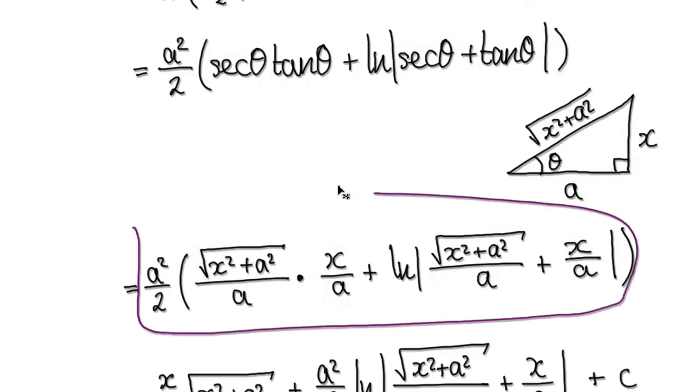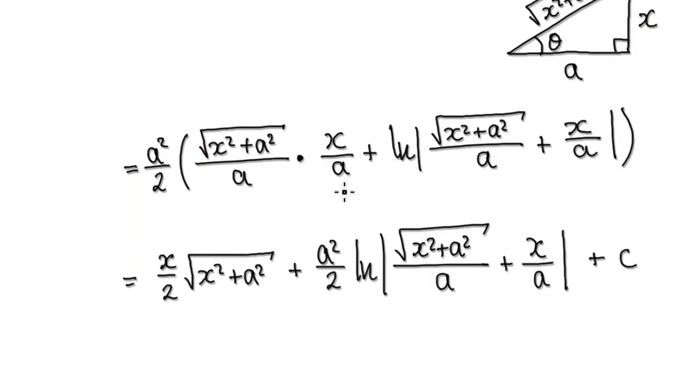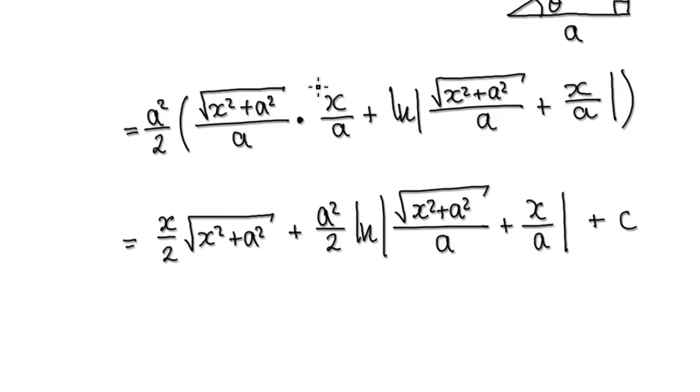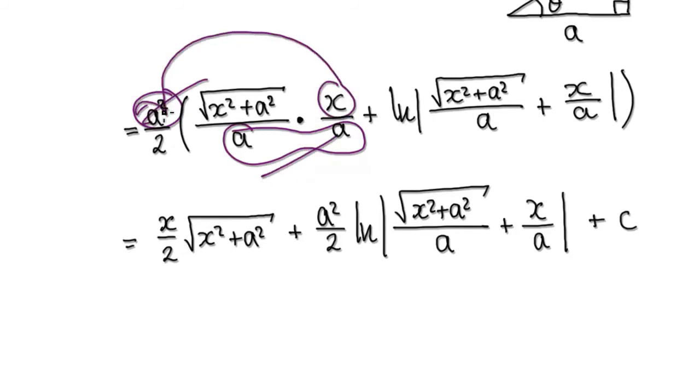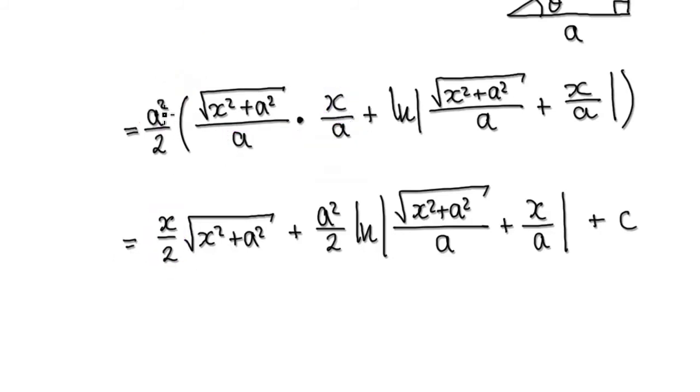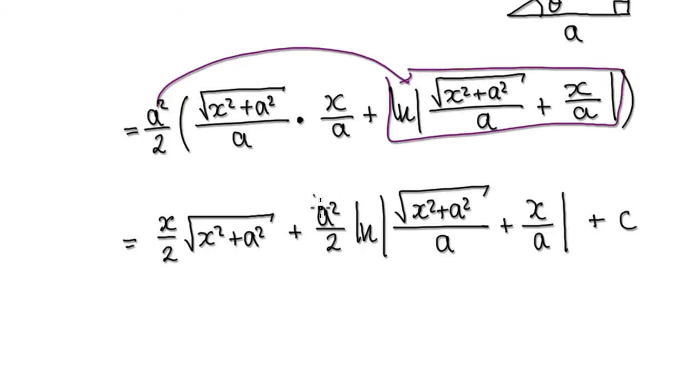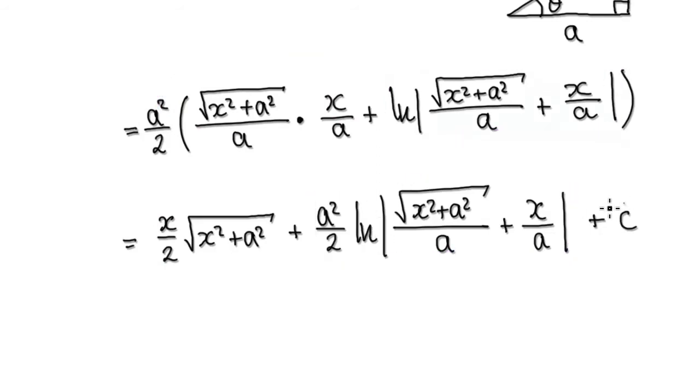So now it's just a matter of tidying this thing up. When you tidy this thing up, well, a squared and a squared here, and then that would just leave you with the x. The x is really x over 2. And then this times this whole block here will then give you this. And then you've got your constant. So overall the answer is this. Okay?